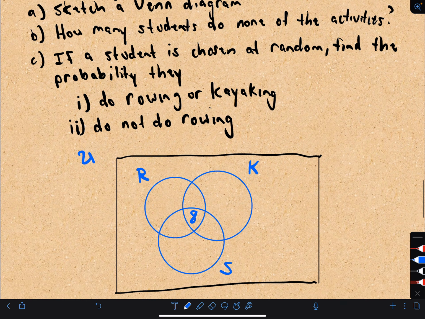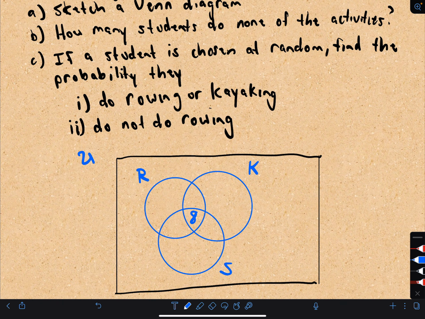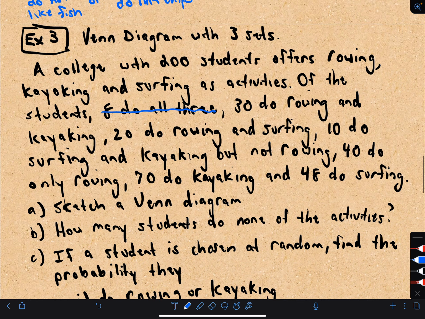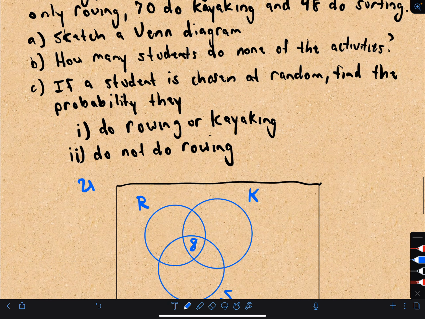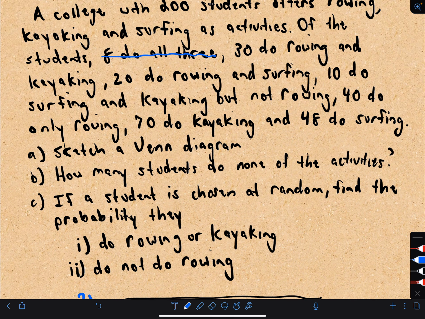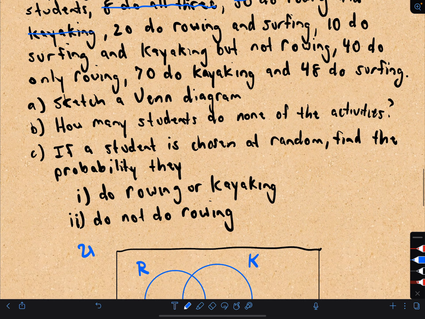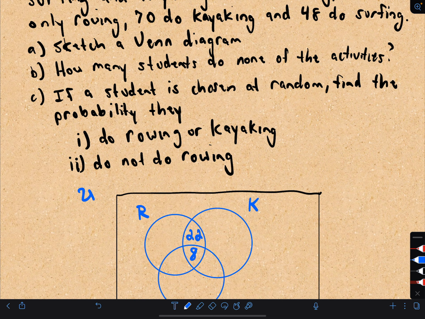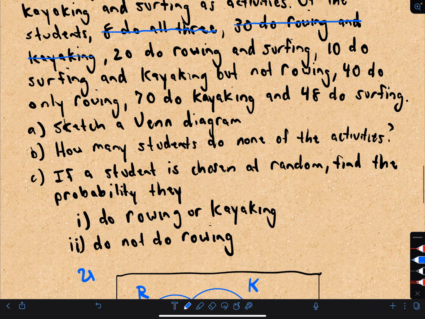So that means I need to be in both the circle R and K. Well, this value is in the circle R and K. And notice this place here would also be in R and K. So if I take this value plus this value, that's going to be the number of students that do rowing and kayaking. Well, I've already got 8 of those students labeled, so I would need a 22 here. That would be, again, giving my total of 30 students.